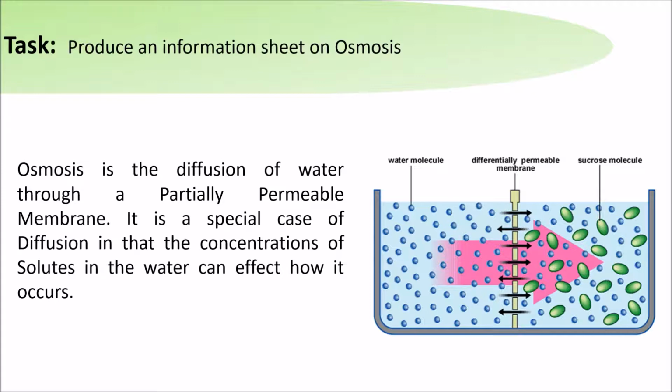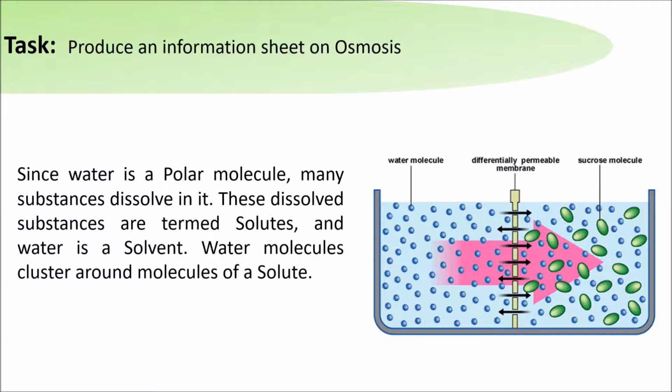Osmosis is the diffusion of water through a partially or semi-permeable membrane. It is a special case of diffusion in that the concentrations of solutions in the water can affect how it occurs. Since water is a polar molecule, many substances dissolve in it. These dissolved substances are termed solutes, and the water is the solvent. Water molecules cluster around molecules of the solute.